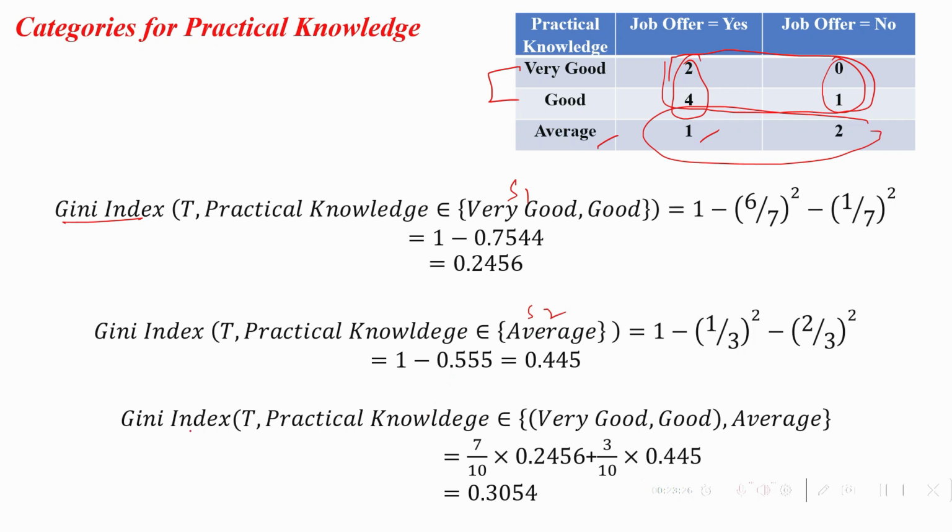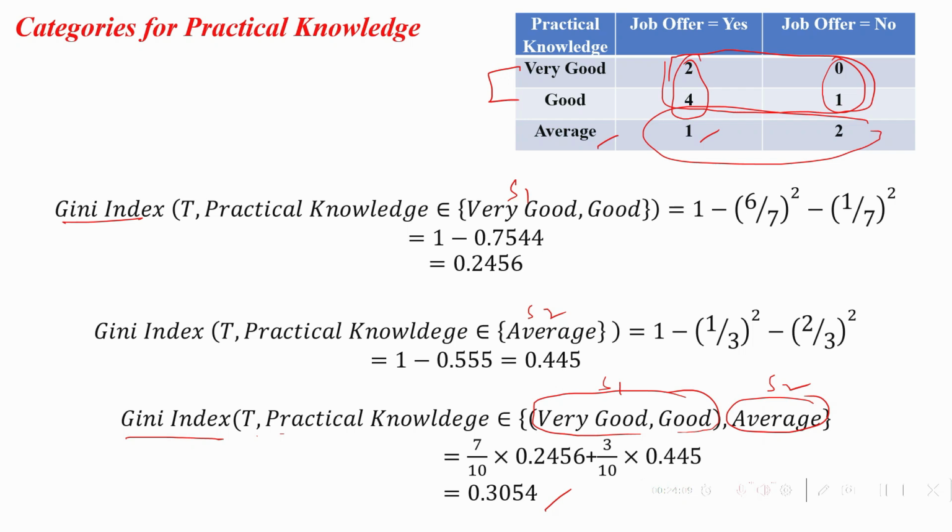Now here we are going to find out the delta Gini index of the target variable with respect to practical knowledge, subset 1 and subset 2, equal to mod of S1 by mod of T into Gini index of S1 plus mod of S2 by mod of T into Gini index of S2. That is equal to 7 by 10 into 0.2456 plus 3 by 10 into 0.445, which is equal to 0.3054. So like that we are finding the Gini index of the target variable with respect to practical knowledge, very good and good on one subset and the other subset equal to average.